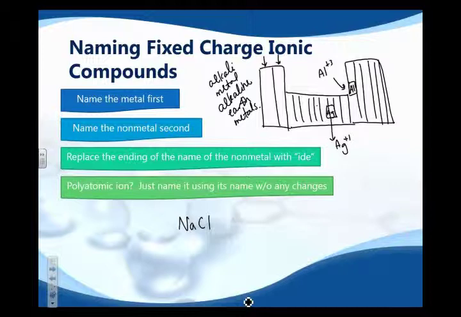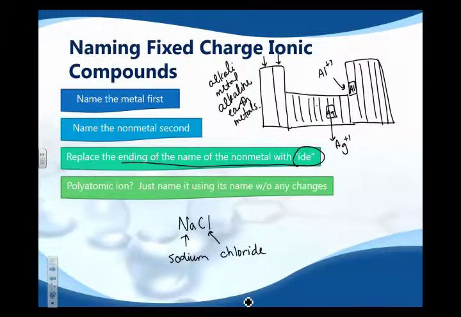It's sodium chloride. Notice we named the metal first, sodium, and then we named the nonmetal, but we didn't name it chlorine. We took the ending of the name and replaced it with "-ide", and we called it chloride. And that's the name of NaCl.